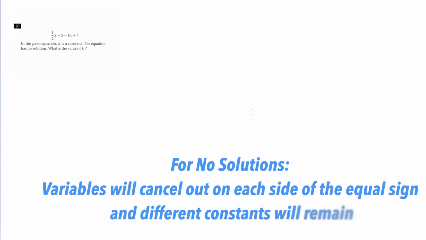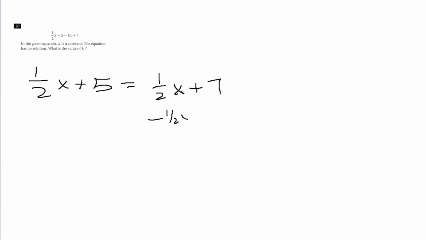for an equation with no solution, you want the variables to cancel out. So you want those x's to cancel out, and for the 1/2 x to cancel out, you need your k to also be 1/2. So then if you have 1/2 x plus 5 is equal to 1/2 x plus 7, and then you subtract this value from both sides, you're going to be left with 5 is equal to 7, and 5 obviously does not equal 7, and that means there's no solution, and k is equal to 1/2.